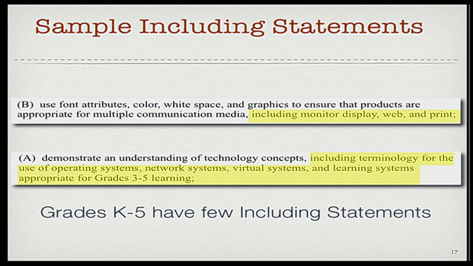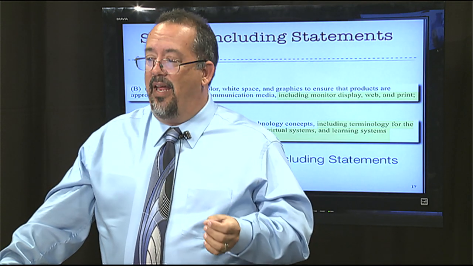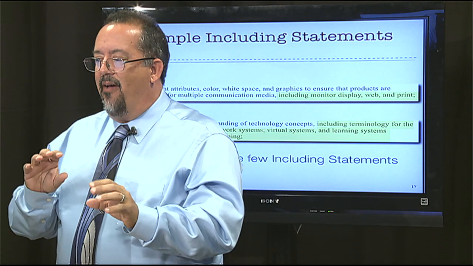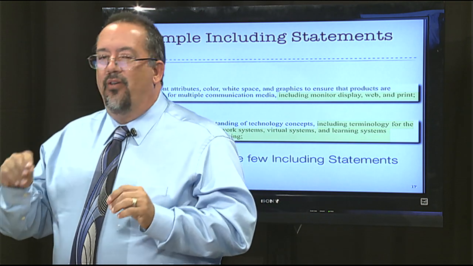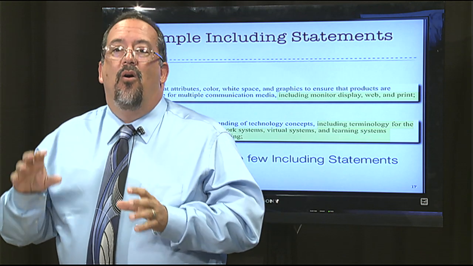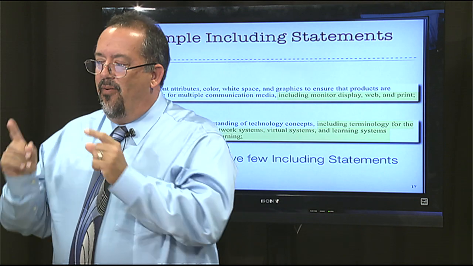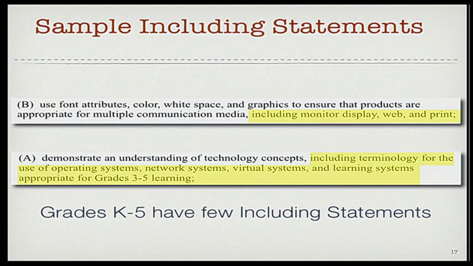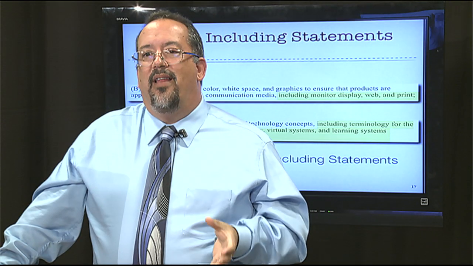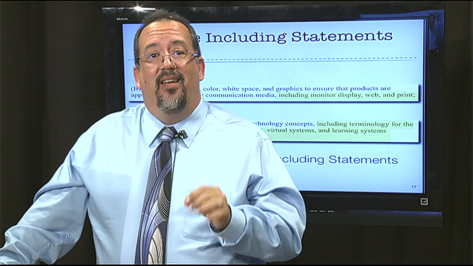So that's saying that our students have to understand how to use fonts, white space, graphics when they're working on a monitor, when they're creating something for the web, or they're creating something for print. So just by that including statement right there, 3 through 5th grade, that including statement says our students are expected to make things that show up on screens, to make things that show up on the web, and to make things that show up into print. That's a non-negotiable. So we're actually asking our students to create things for the web at the 3rd grade level.